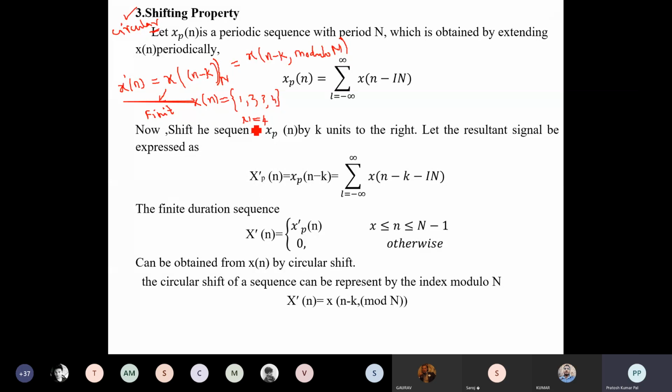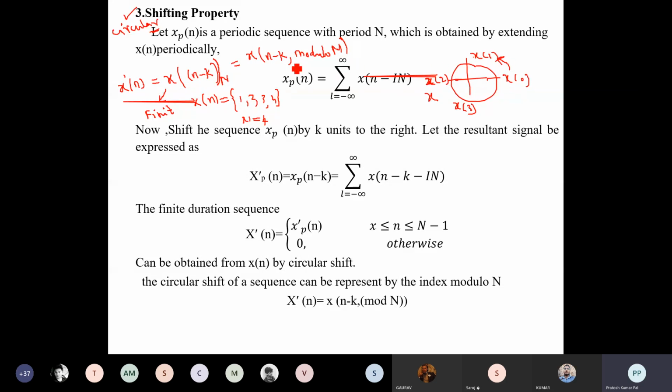So if we need to shift x of n, we can represent it as a circular arrangement of points. x of 0 is there, x of 1 is there, x of 2, x of 3. If we shift it in this way, x of 0 will come to this position and x of 3 will come to this position. That means after 4 samples it will be repeating itself.